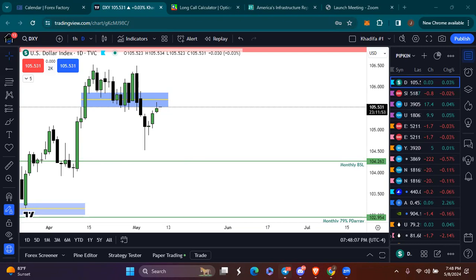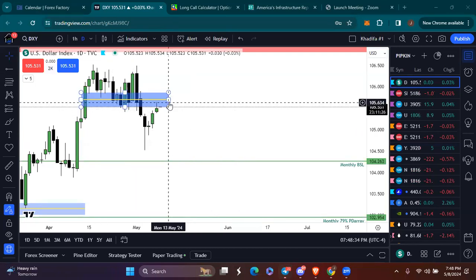Looking back at Monday night, I told you guys exactly what I was expecting out of the dollar index, right? Looking at the dollar, I told you guys that I wanted to see us stay below the daily fair value gap, right? This blue shaded area. And I told you guys that I did not want to see us break and close above that shaded area, that daily fair value gap.